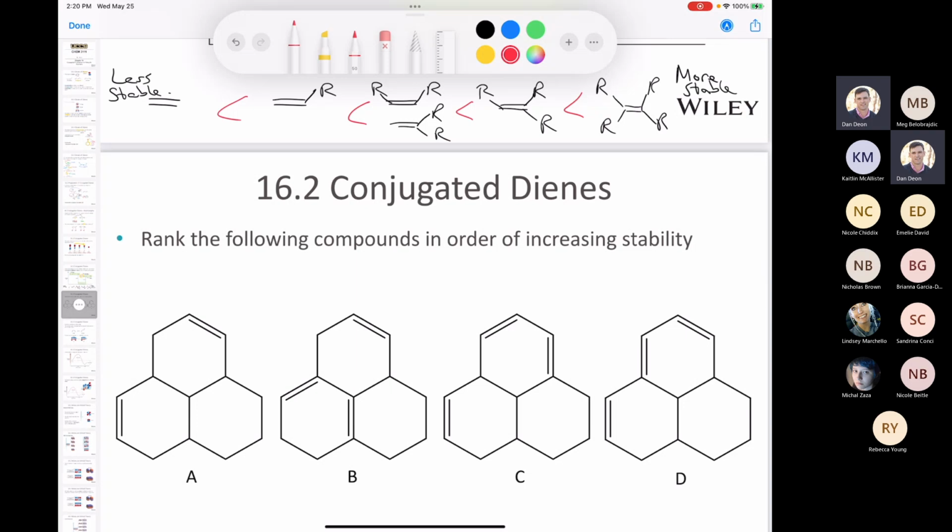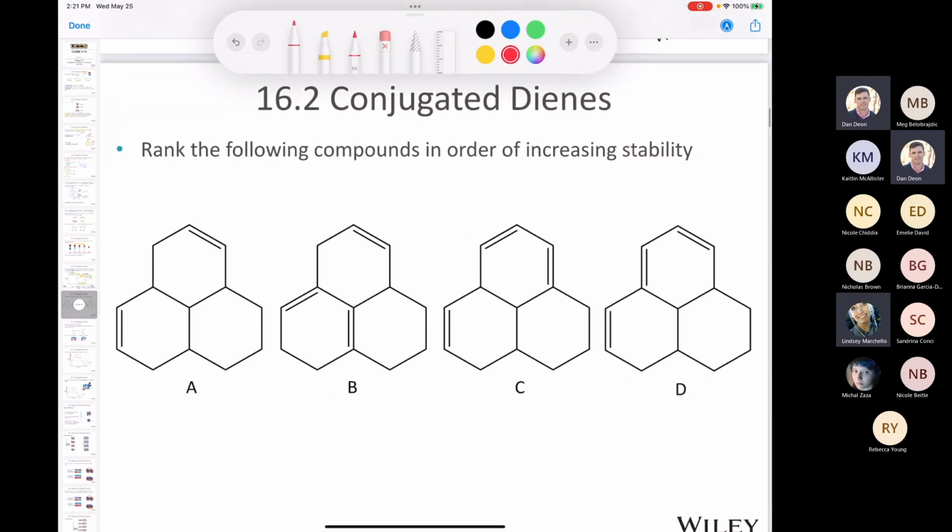And now if we look at these four molecules, A, B, C, and D, could anybody tell me which one of these would be the most stable? Does anybody have an idea which one would be the most stable? D? Yeah, absolutely. D is the most stable. Why? Because the system is perfectly conjugated. Every pi bond is conjugated, and therefore, let's write here, most stable. D is the king of the castle.